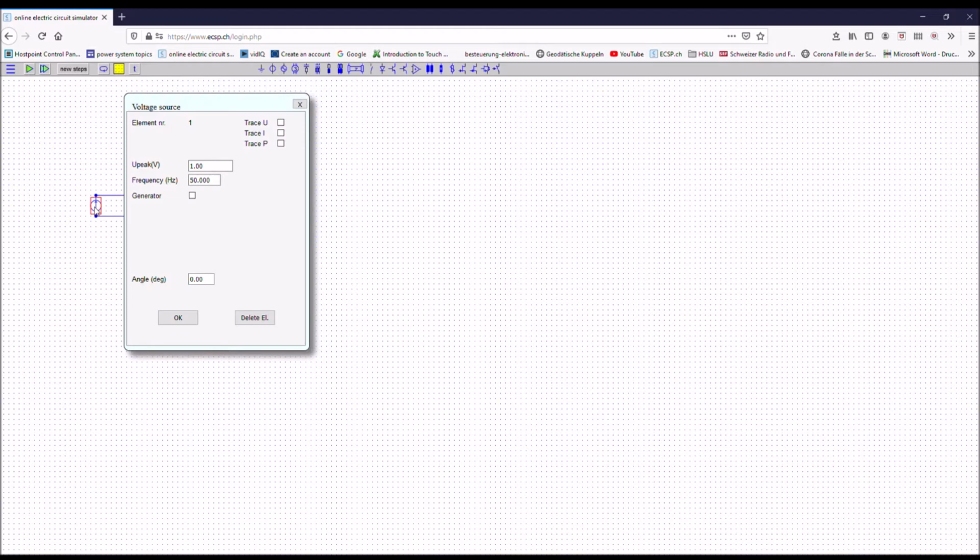Here we have a single phase voltage source connected to a resistor. If I double click, I get the entry mask, and let's say I can adjust my source to 100 volts. I can watch the voltage, the current and the power. Let's see what happens. You see, this is the voltage. The blue curve is the voltage, the green curve is the current, and the red curve is the power.